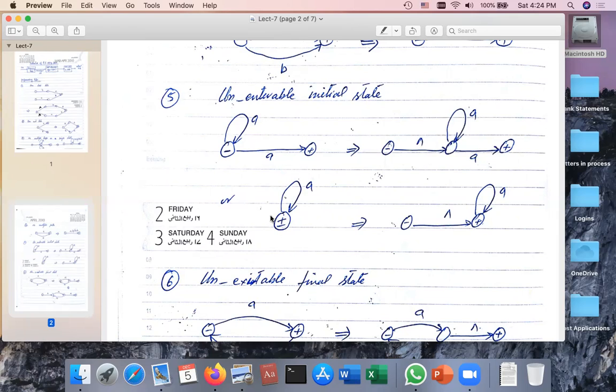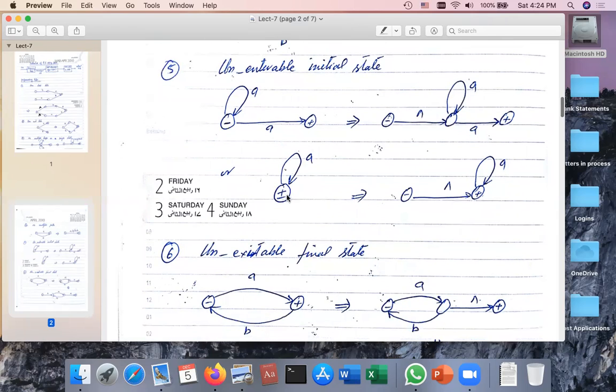Or for example, if we have a situation like this one, plus and minus, which means this is a state which is initial and also the final state, and it is in the form of a loop. So we can introduce this initial state and then we can introduce null state and so on.